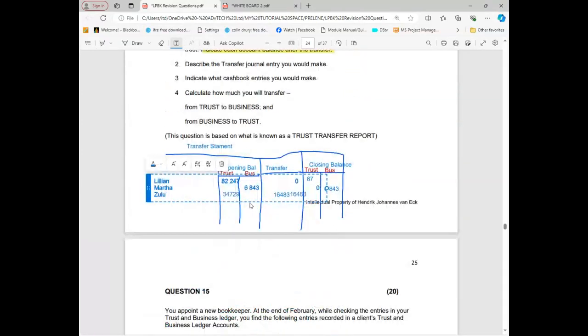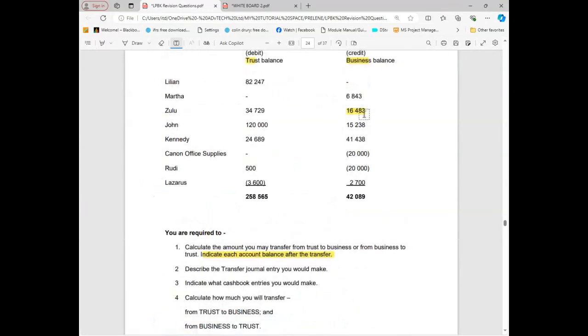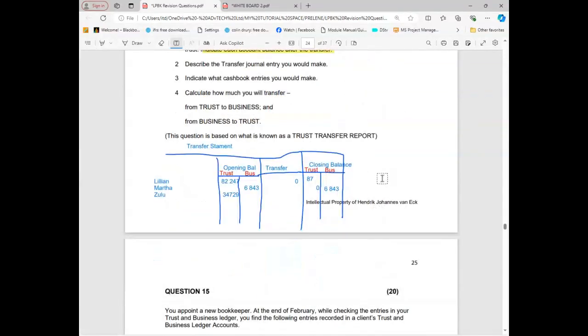34729. As you can see, here is the balance. And then we made a transfer of how much? Well, how much was the transfer, by the way? For Zulu, it was 16483. Let me write it again. 16483. That's the transfer, which we just change. Make it red. So this is the transfer that we made. Can you see I will put it under transfer there? Can you see that? Yes.